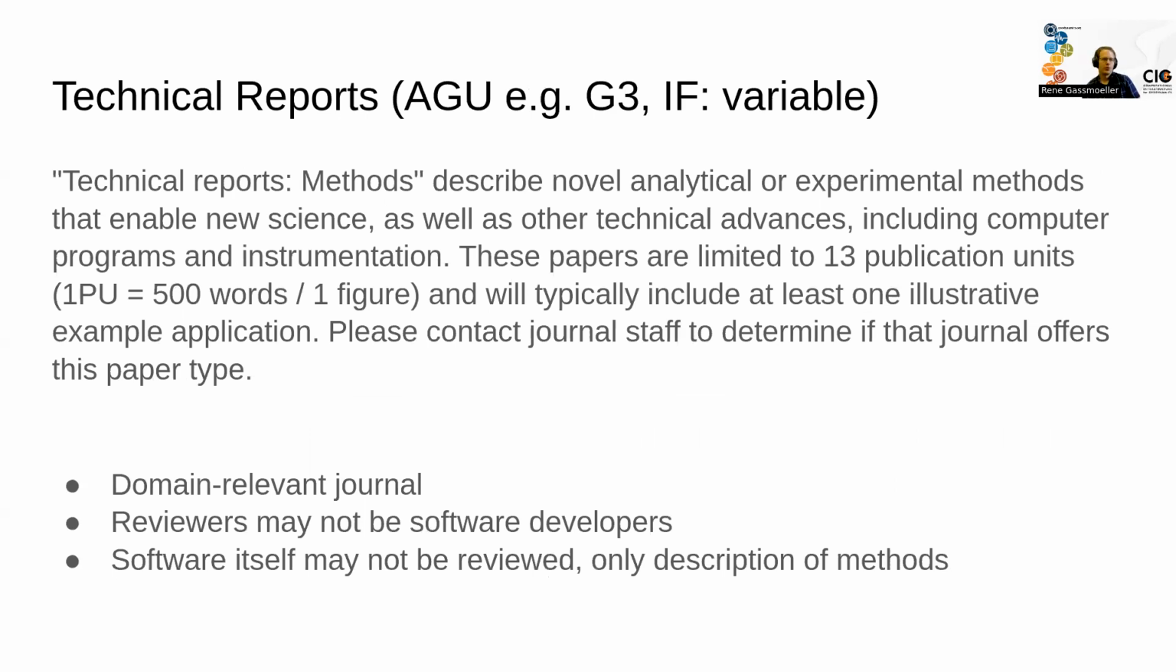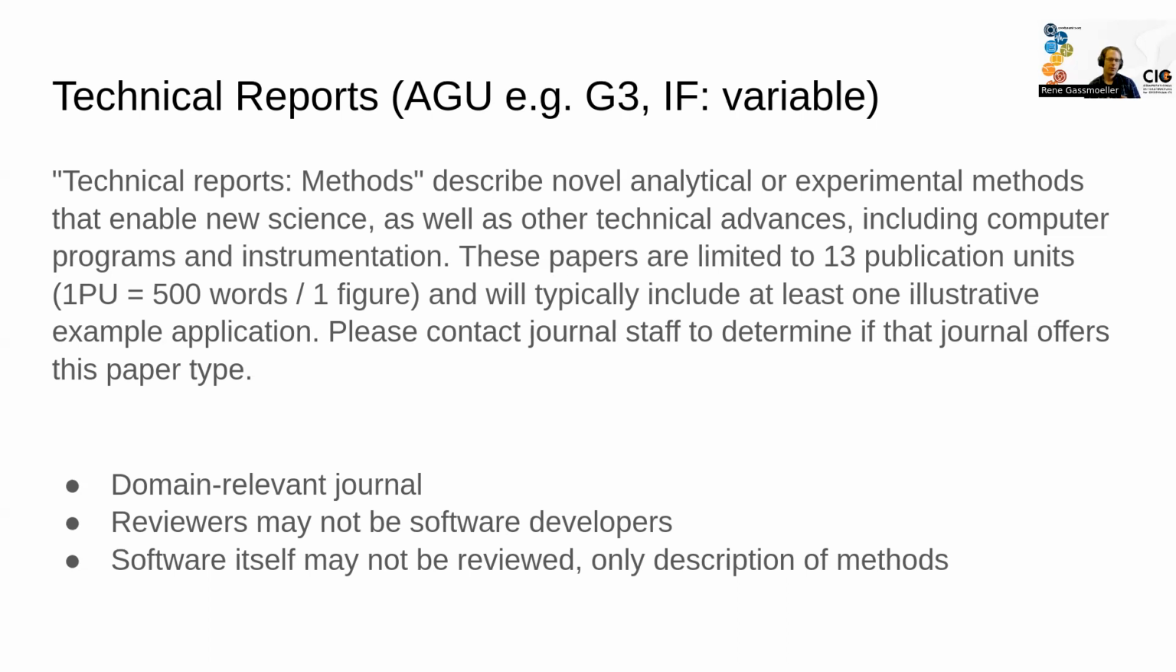Another option to submit or publish software would be in AGU journals like G-Cubed that have a special category that's called Technical Reports Methods. Again, from the description of the journal, this category describes novel analytical or experimental methods that enable new science, as well as other technical advances, including, important for us, computer programs and instrumentation. These papers are somewhat limited in length and will typically at least include one example application.